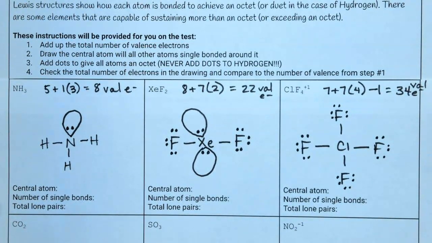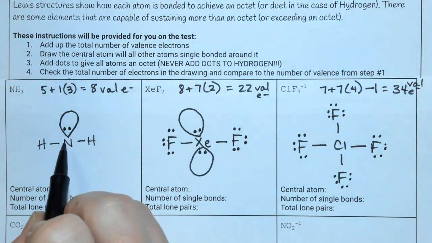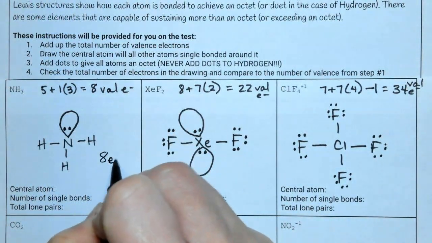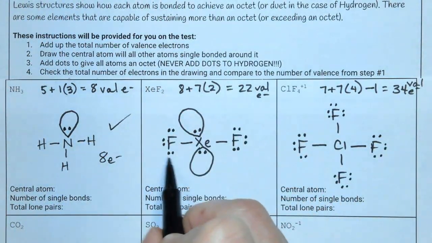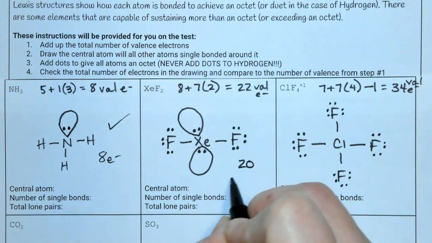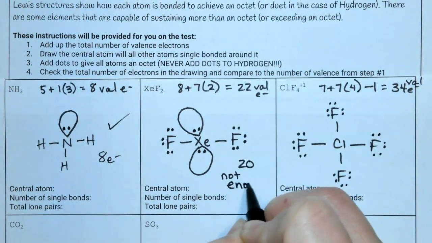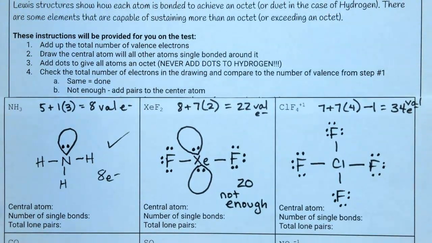Now let's check our total and compare it to the number of valence electrons up here. My total here is 2, 4, 6, 8, because 8 electrons matches that. This one's done. This one has 2, 4, 6, 8, 10, 12, 14, 16, 18, 20. This one has not enough electrons. So there's something special we do when there's not enough.